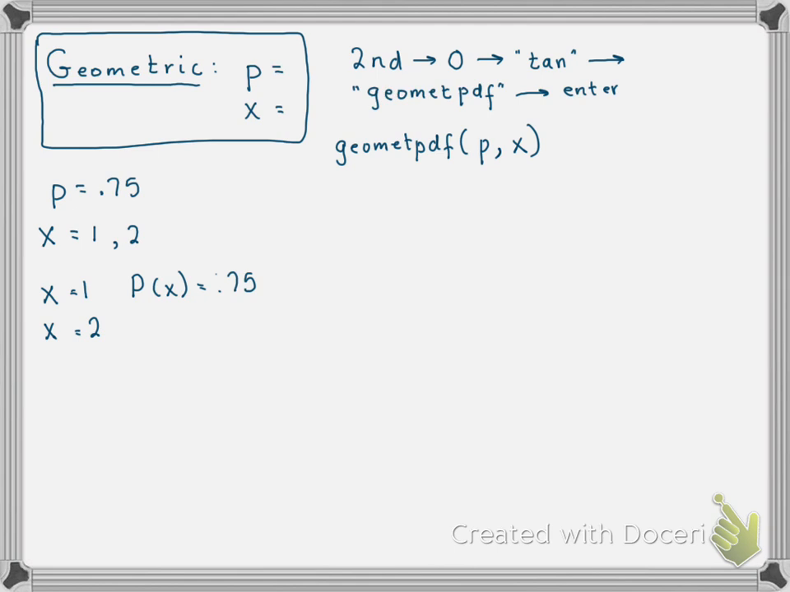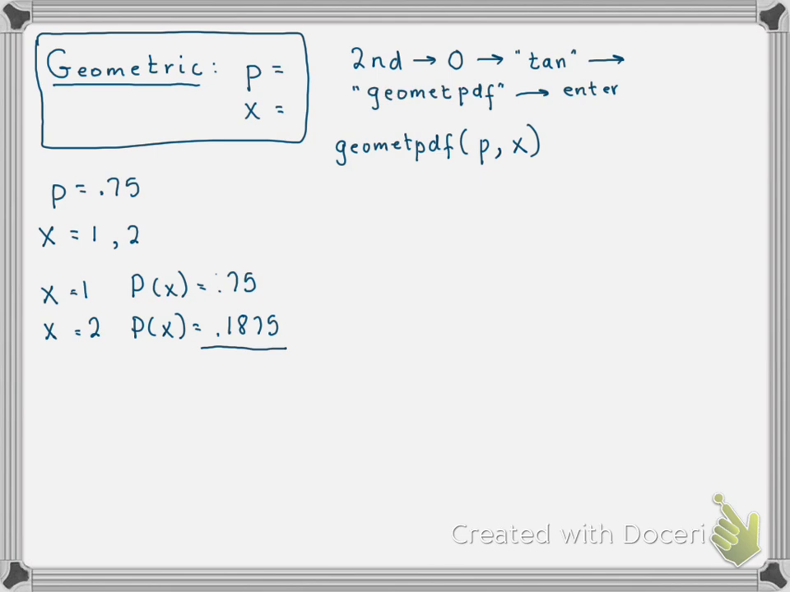Now we'll do the same thing for x equals 2. Second, 0, the tan key, arrow, arrow, arrow down, hit enter. The p-value is 0.75, comma, and then x equals 2, hit equals, and you get that the probability is 0.1875.